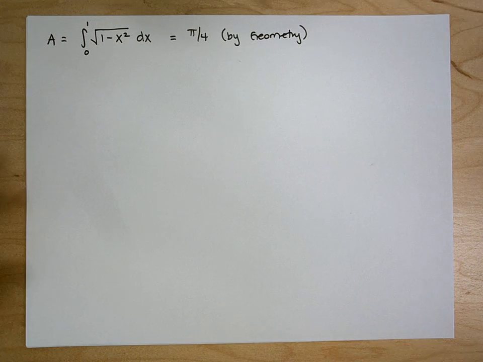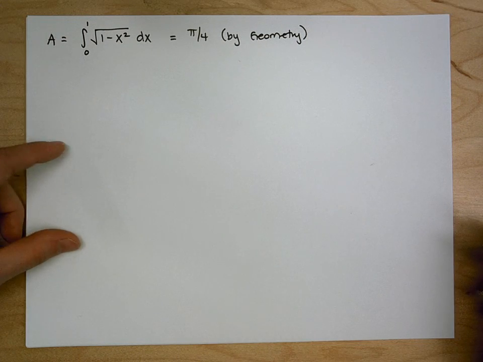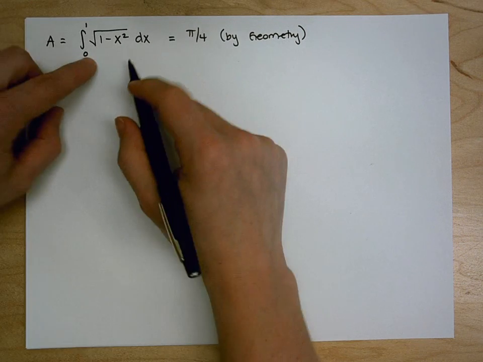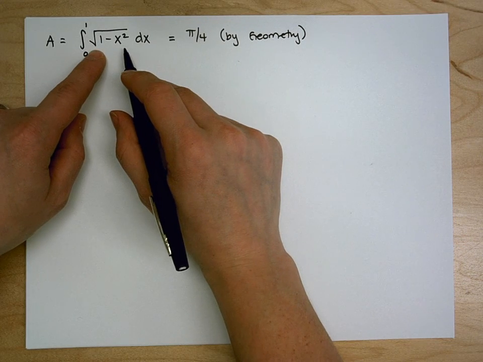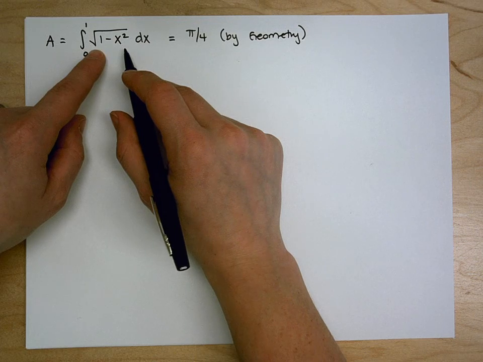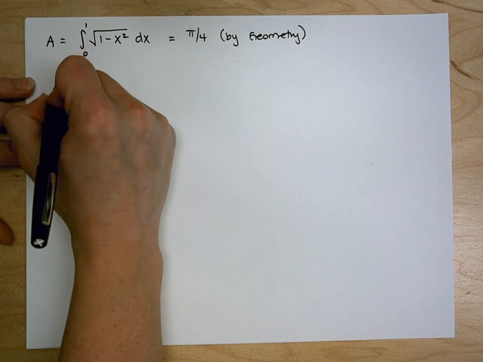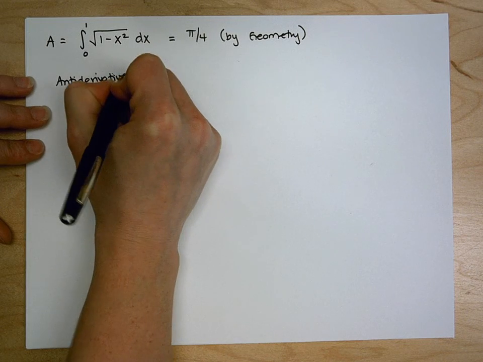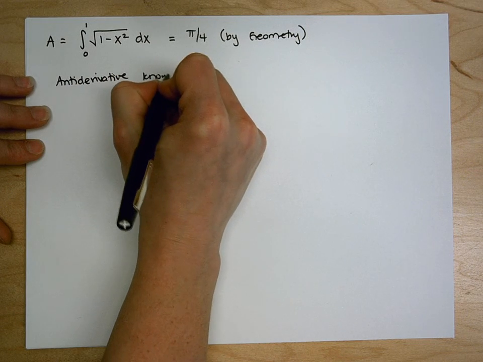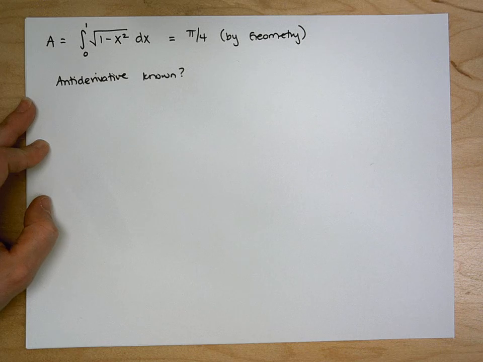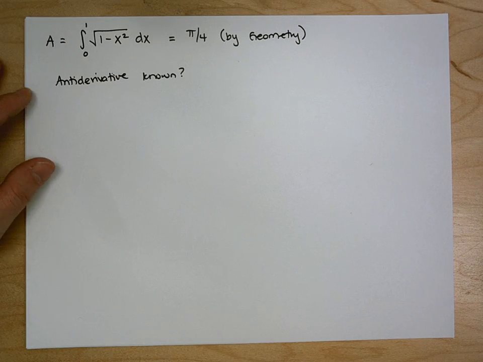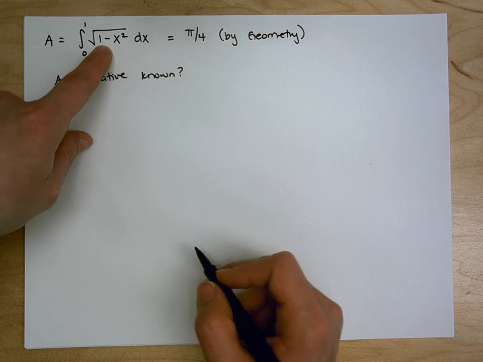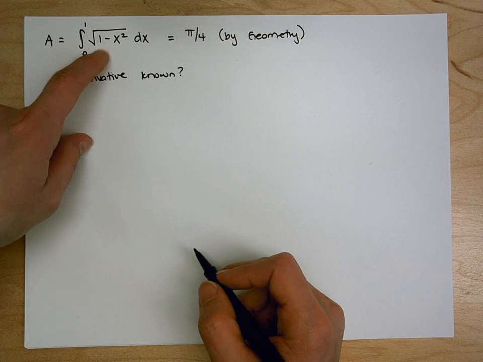Okay, so I'd like us to think about what techniques we currently have. You might be asking yourself, do I just know the antiderivative of the square root of 1 minus x squared? The answer is no. Antiderivative known: this should be the list of steps you go through when trying to integrate something. Your first thing to check is, do I just know the antiderivative automatically? In this case, no, but it might look familiar to an antiderivative that we do know.